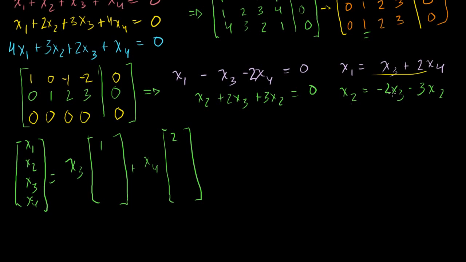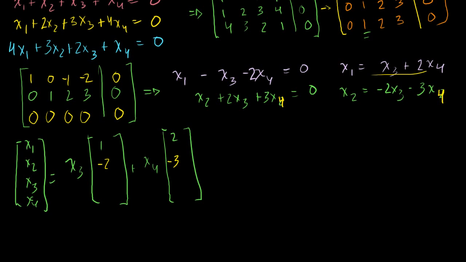Now x2 is equal to x3 times minus 2, plus x4 times minus 3. What am I doing? I'm losing track of things. This x2 right here is x2 plus 2x3 plus 3x4 is equal to 0. So x2 is equal to minus 2x3 minus 3x4, right? Like that. Sorry, my brain isn't completely in the problem. I'm making these silly mistakes. But I think you understand this now.